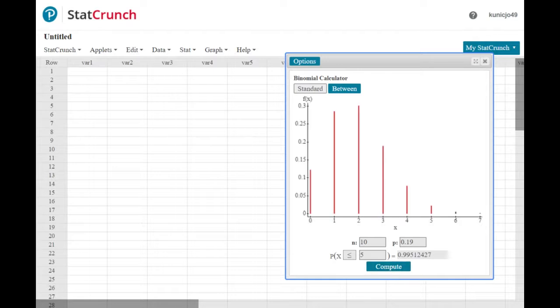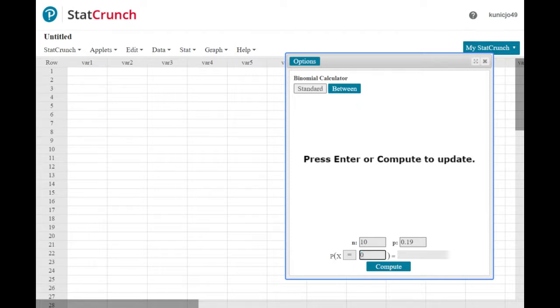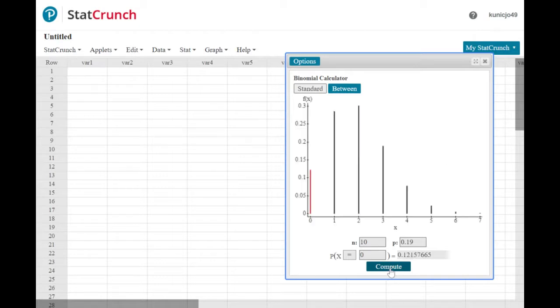Compute. Now, the first probability was for x equals 0. So down here on the bottom, I just write x equals 0. You see what I'm doing? Yes. And then I hit compute. There's the probability, 0.1216. That's the probability that there'll be 0 successes.